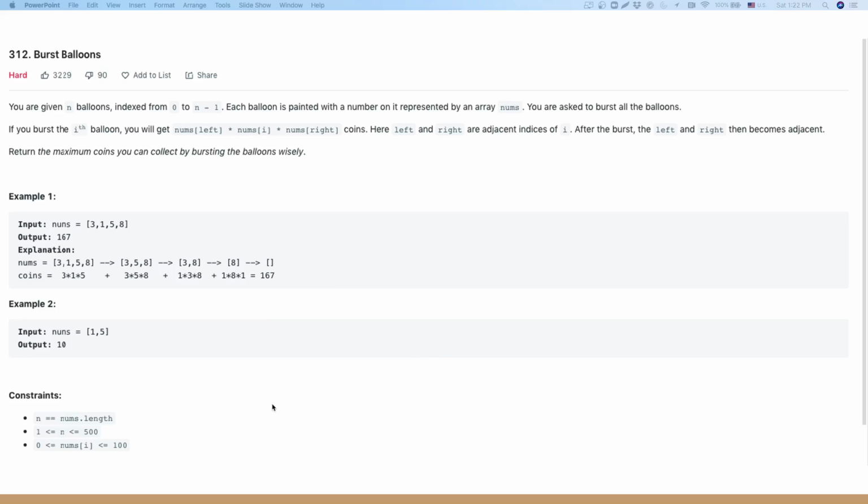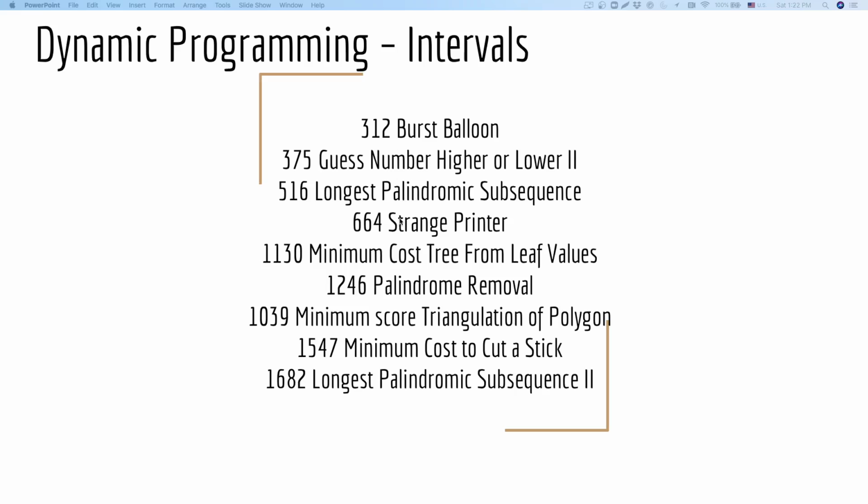And we have completed 9 problems for interval type dynamic programming. I think it's a big achievement. If you understand all the problems right here, I think you already got the core idea. And in the future, if you see similar patterns, you will solve them.